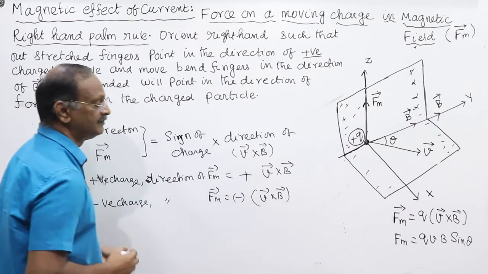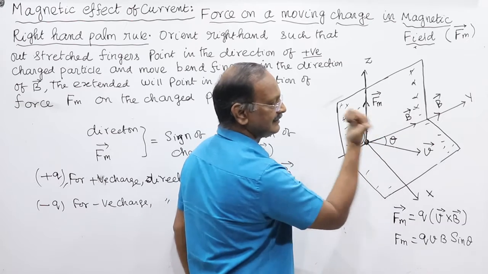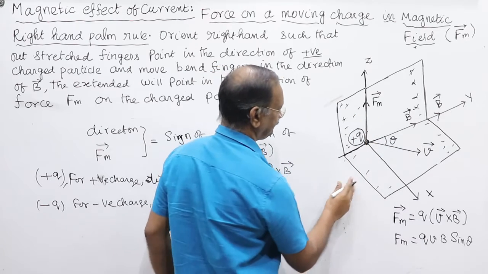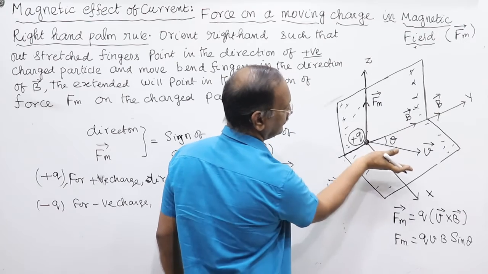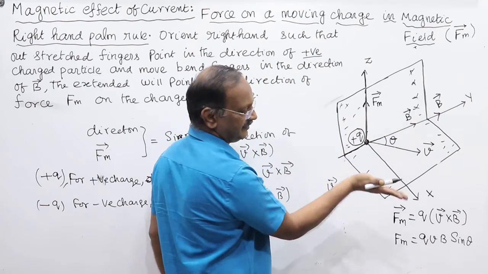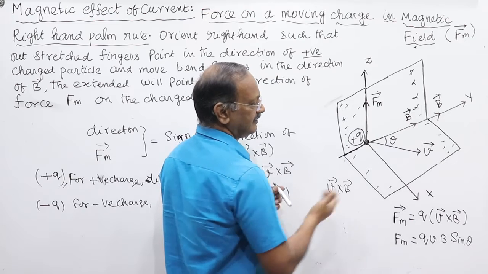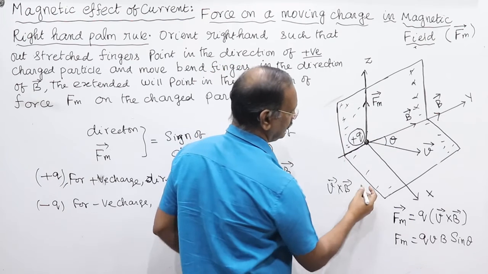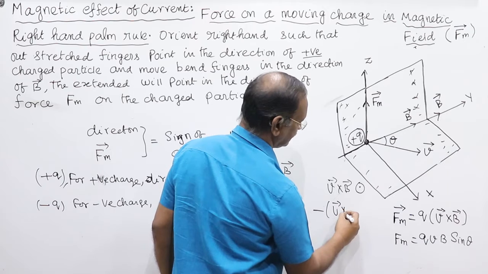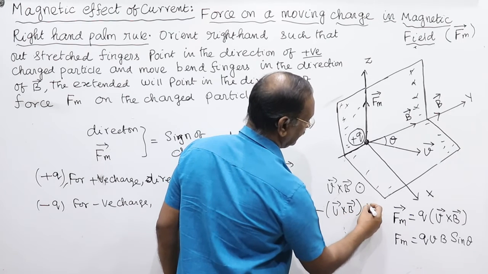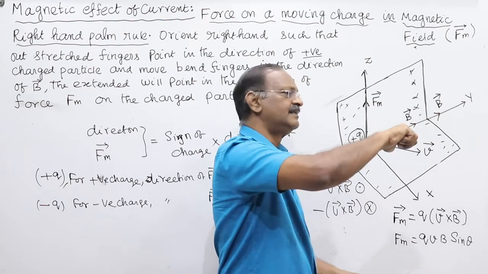See, V cross B, what is V cross B? This is V cross B in this direction. Here in this figure, we are going from V to B, the extended finger is in this direction, that is outward. And minus of V cross B will be inward, because it is opposite to this, in this direction.